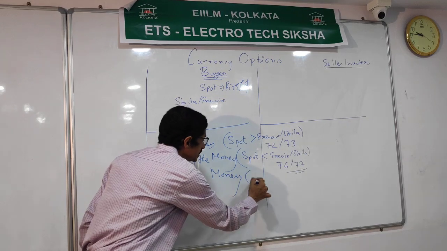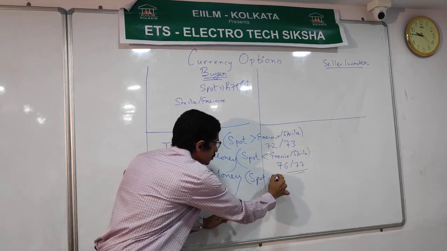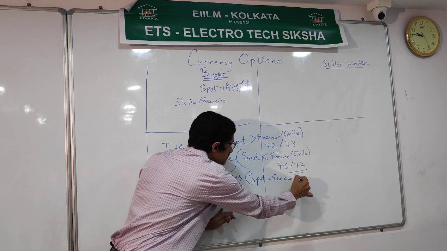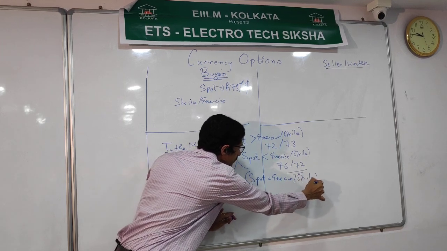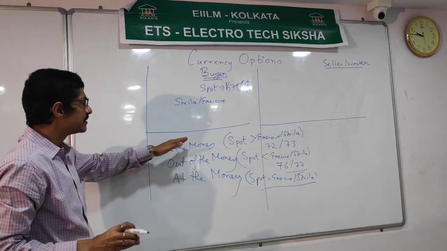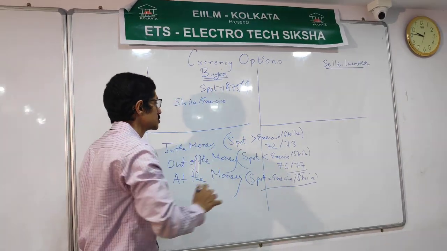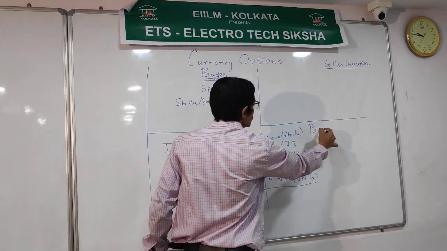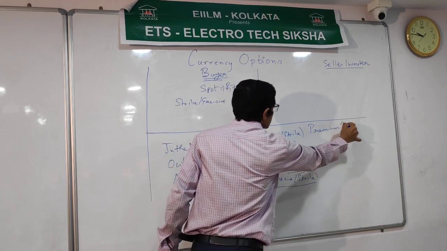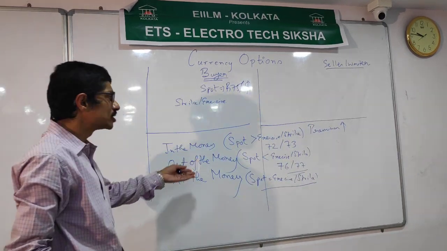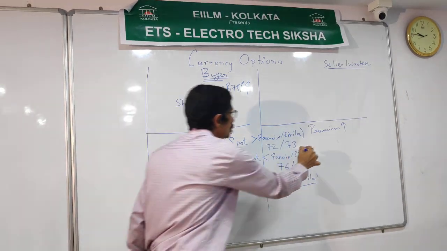And what is at the money? At the money means spot will be equal to the exercise price or the strike price. Now, naturally in the money, because if I exercise now, I am getting at a lower price. So naturally their premiums are very high and they are expensive. But out of the money, the premium is low.